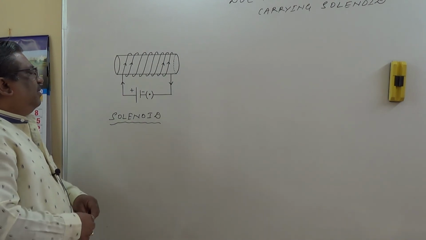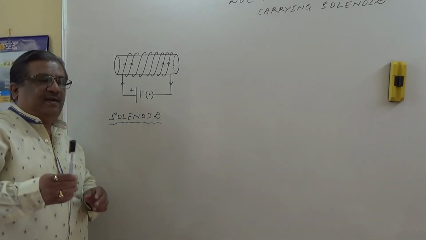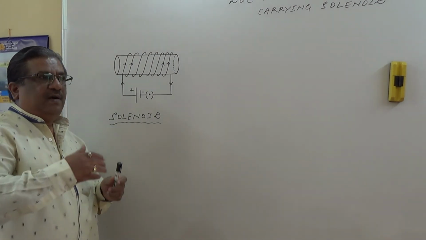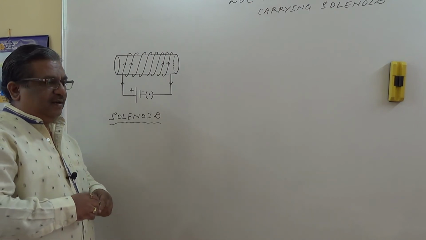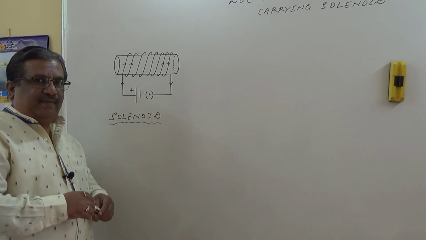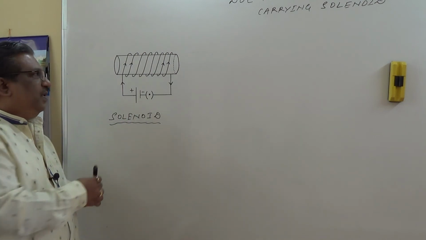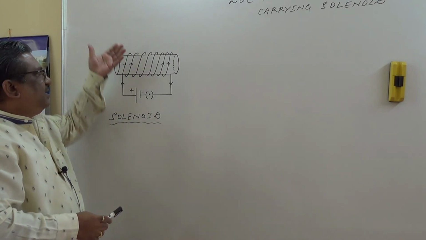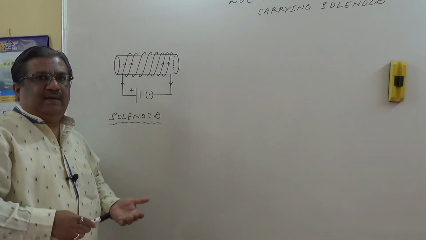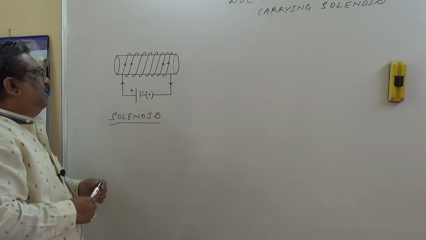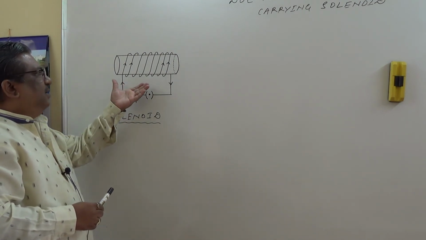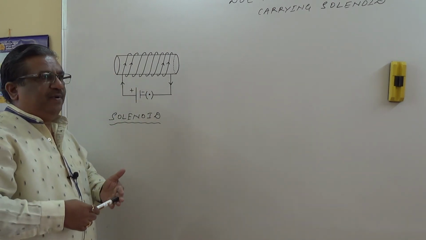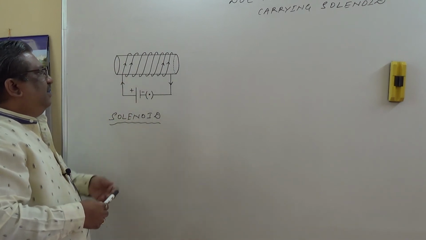This is a typical solenoid. How do you define this solenoid? An insulated copper wire wound in the shape of a cylinder whose length is greater than its diameter is called a solenoid. The length should be greater than the diameter. Otherwise, if the diameter is greater than the length, then it will become a coil. Hence, in the definition of a solenoid, we say that this is a copper wire wrapped around in the form of a cylindrical shape whose length is greater than the diameter.